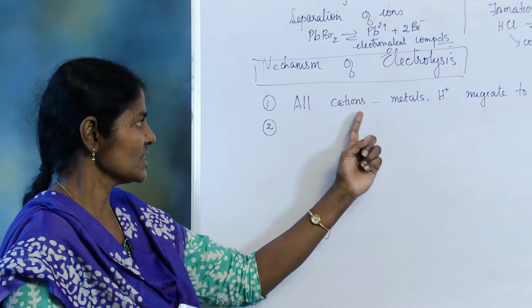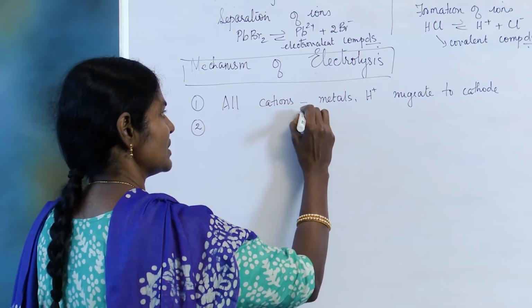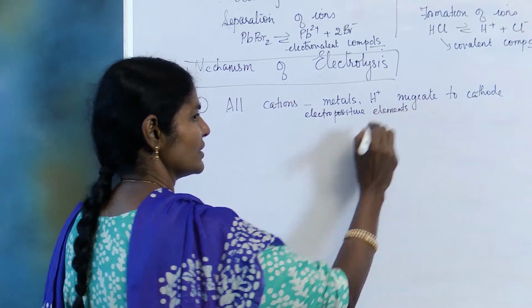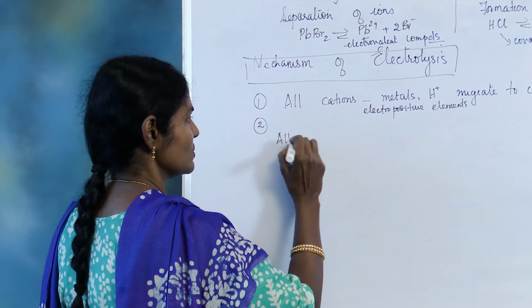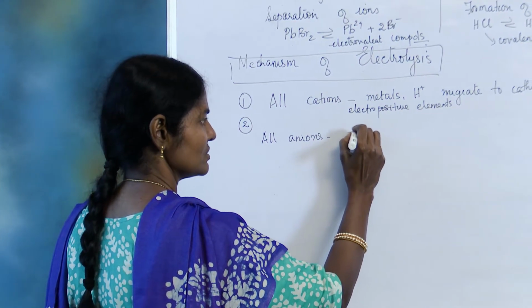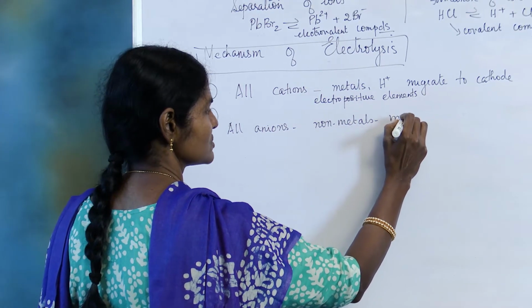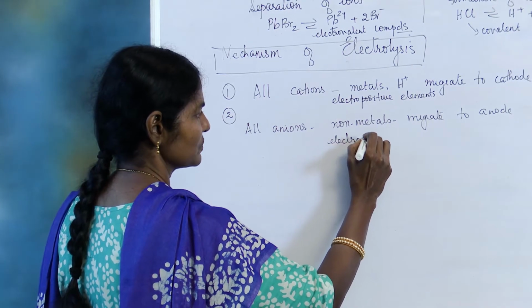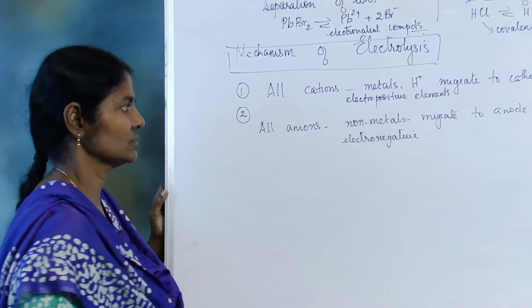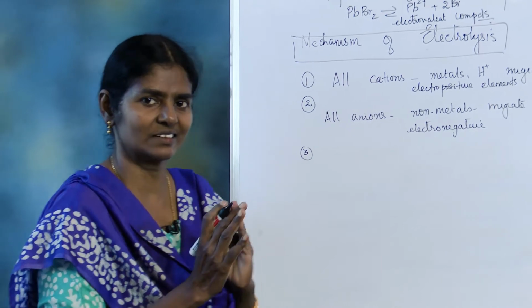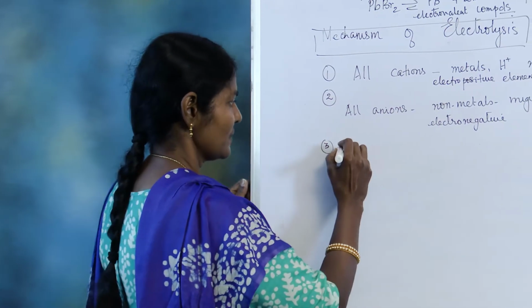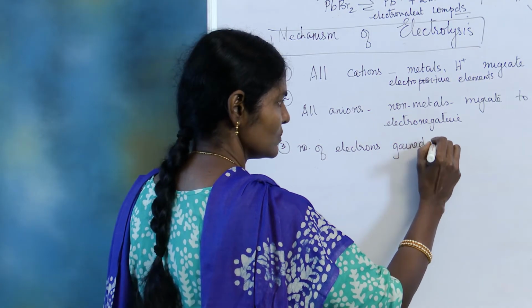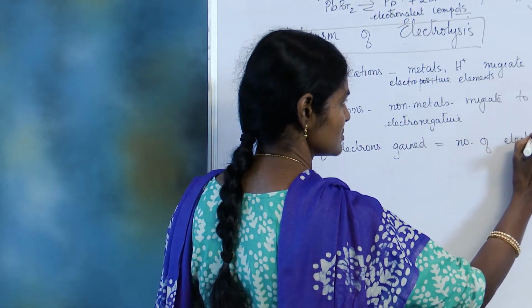Because they go to the cathode, these are also called electropositive elements. So all electropositive elements migrate to the cathode. Now moving on, all anions, that means non-metals, would migrate to the anode. And when they migrate to the anode, that means they are electronegative elements. The next one: one is losing electron, one is gaining electron, so the number of electrons gained should always be equal to the number of electrons lost.